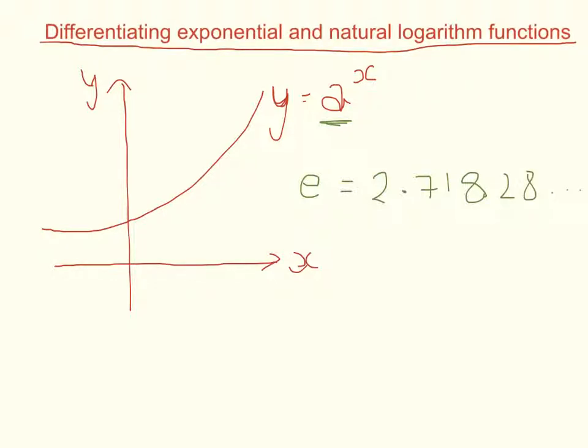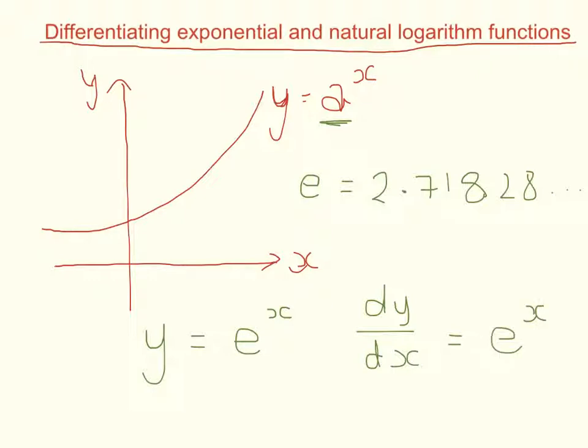So what we're saying is that e is a special number, because if we start with y equals e to the power of x, and we differentiate that, it stays as e to the power of x. It doesn't change at all.